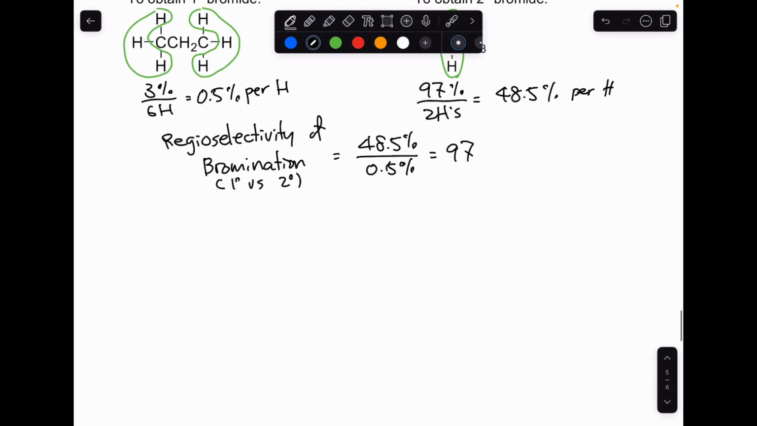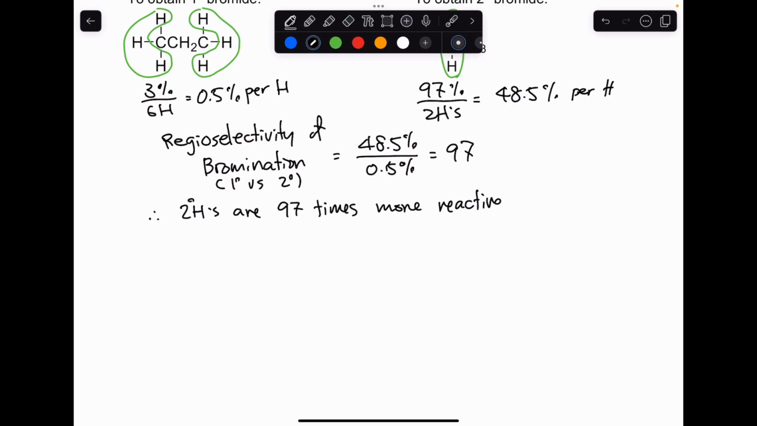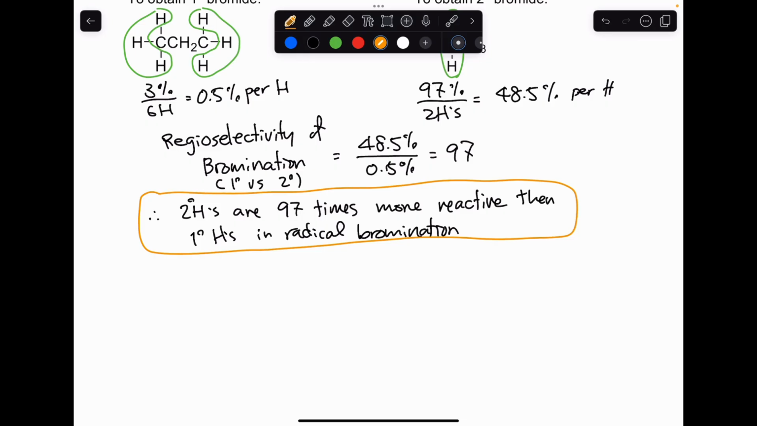What does that mean? That means that secondary hydrogens are 97 times more reactive than primary hydrogen in radical bromination.